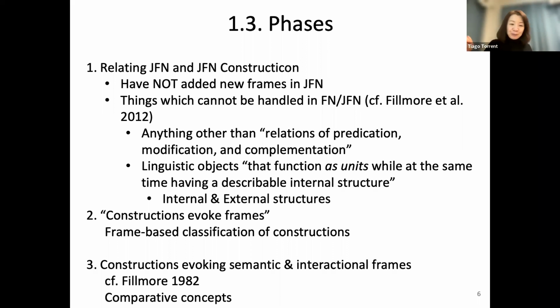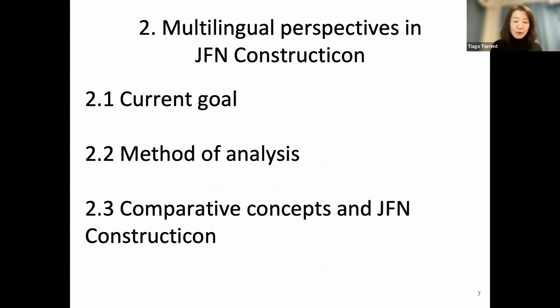That led us to think about incorporating comparative concepts. I want to talk more specifically about what we've been doing with respect to comparative concepts. I want to focus on these three things.